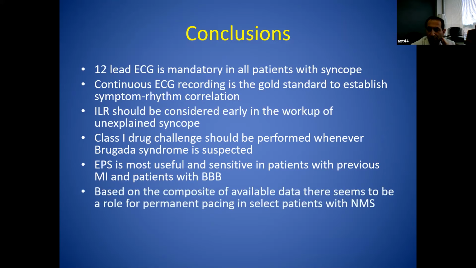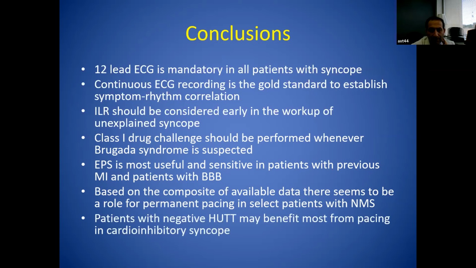Based on the composite of available data, there seems to be a role for permanent pacing in selected patients with neurally mediated syncope. Patients with a negative tilt table test may benefit most from pacing.